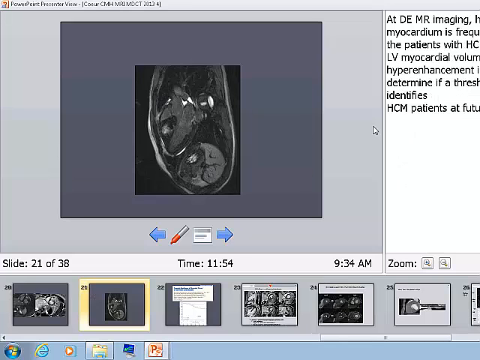Delayed-enhancement MR imaging, here shown in this three-chamber view, is frequently seen in as many as 80% of the patients, and on average 10% of the overall LV myocardial volume demonstrates hyperenhancement. It is not possible at this time to determine if a threshold amount of late gadolinium enhancement exists which identifies HCM patients at future risk of progressive remodeling.